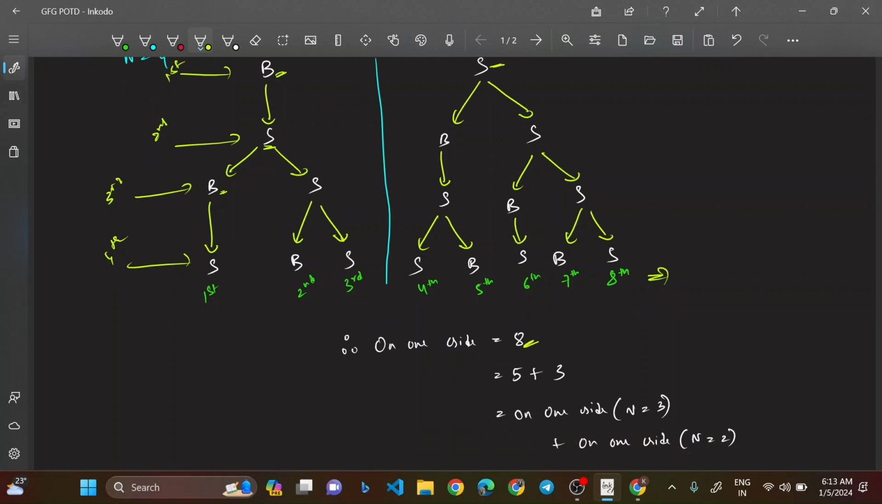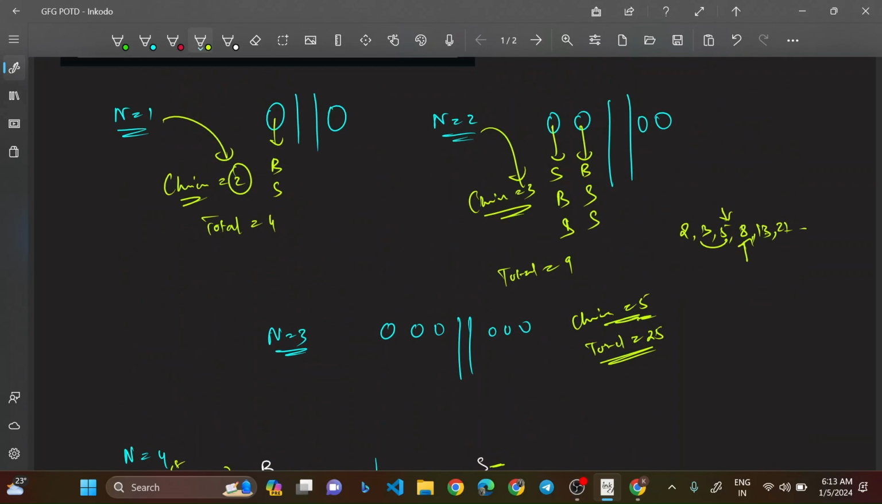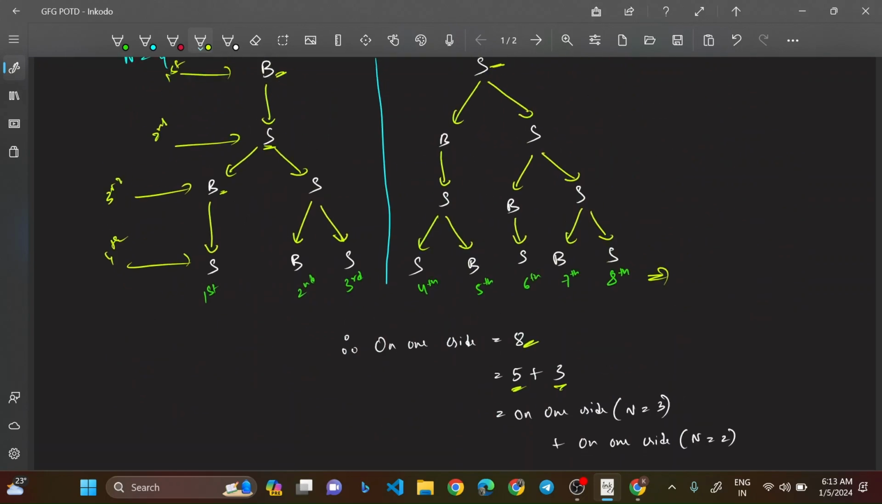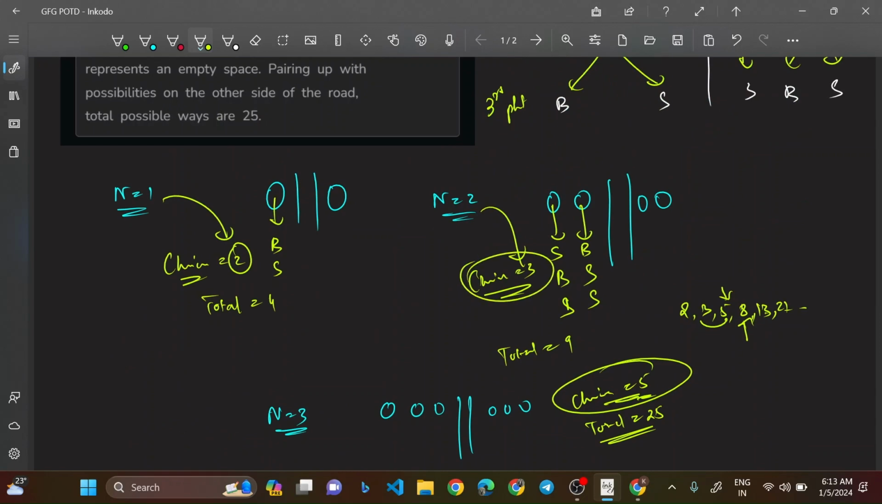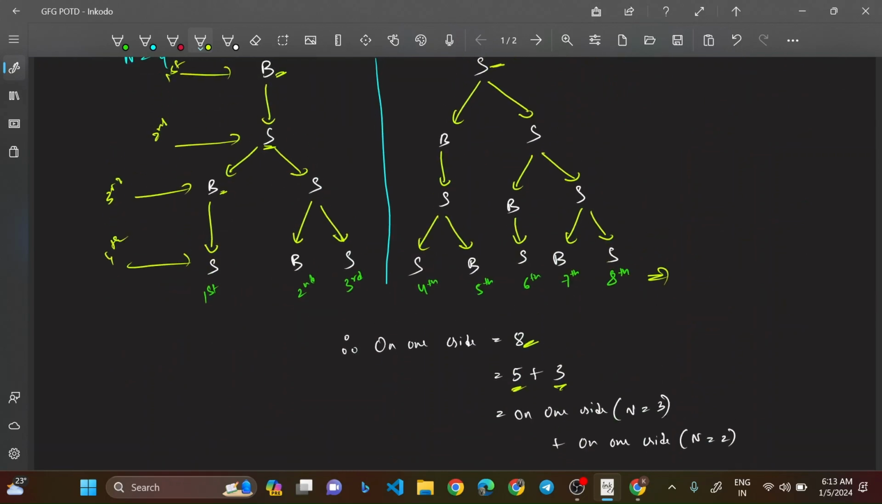If you carefully see, 8 is actually equal to 5 plus 3. What is 5? On one side, for n equal to 3, you have the choices to be 5, and for n equal to 2, that is the previous second, you have choices to be 3. That is what I have written. So 5 plus 3 denotes that.